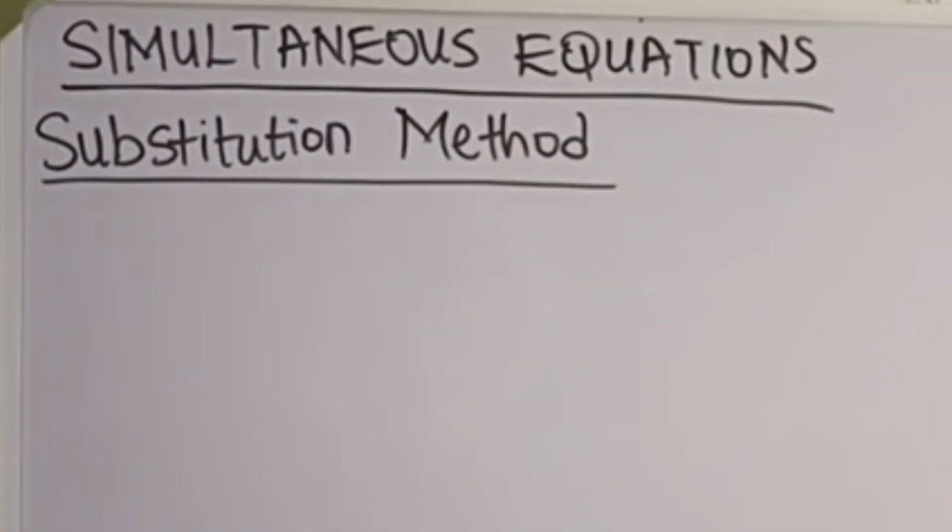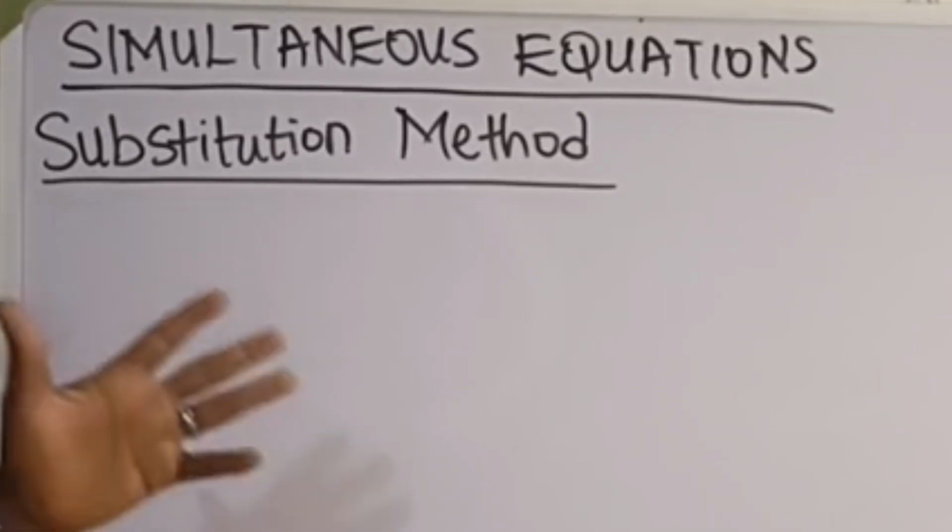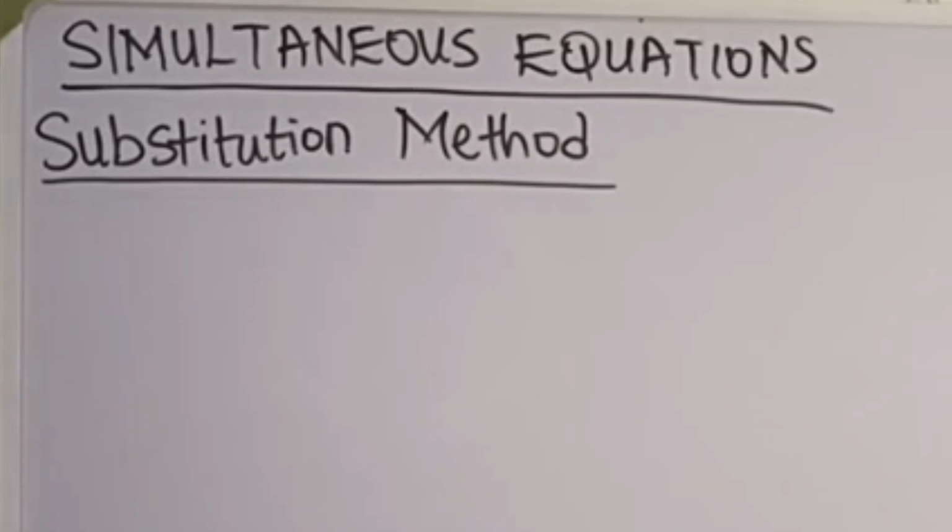Okay, so substitution method of solving simultaneous equations. This method basically involves substitution. What is substitution? Replacing one value with another value. So if you have two equations to be solved simultaneously, you are going to make one variable the subject of the formula in one of the equations and substitute it into the second equation. Let's look at an example.